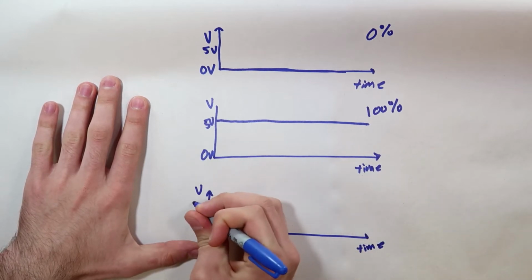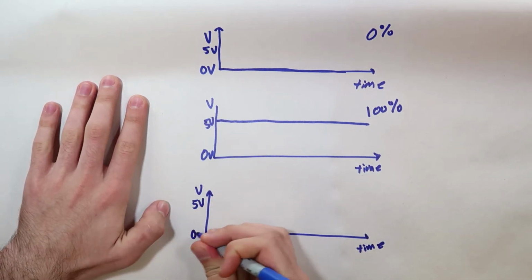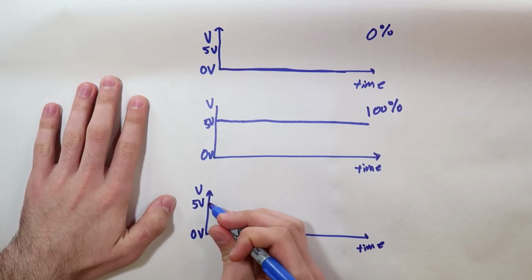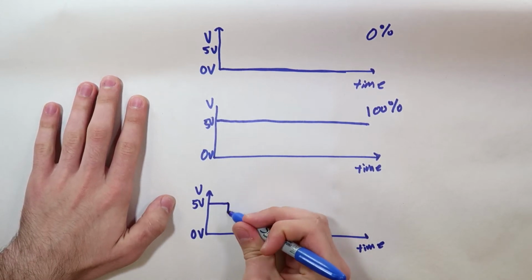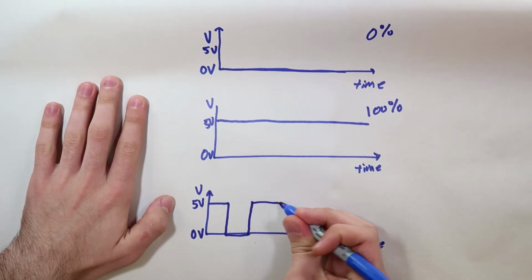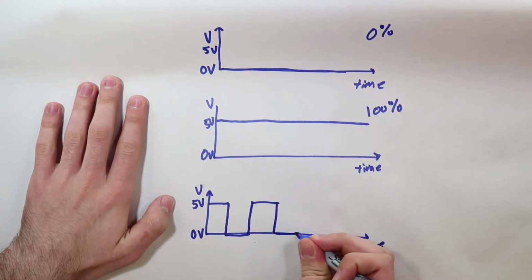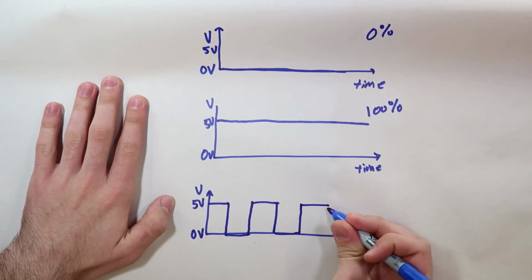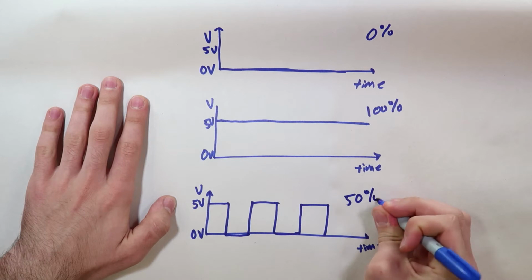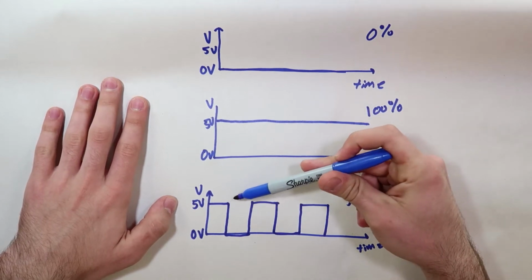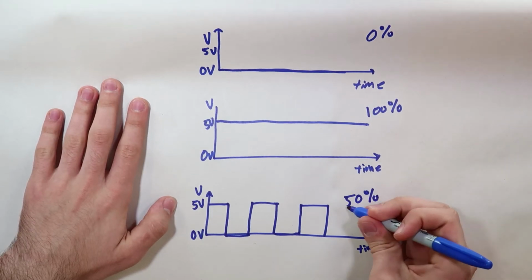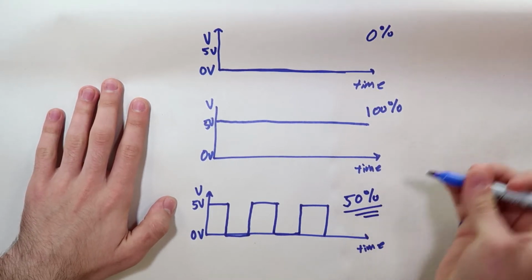And that would look something like this. We may start off at 5 volts and then go down to 0, stay at 0, go back up to 5, stay at 5, go back down to 0, and so on and so forth. And as you can see, we're spending about 50% of the time at 5 volts, and we're spending about 50% of the time at 0 volts. And hence, we are at a 50% duty cycle.